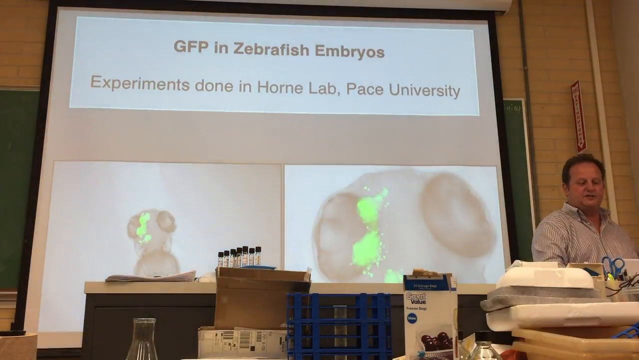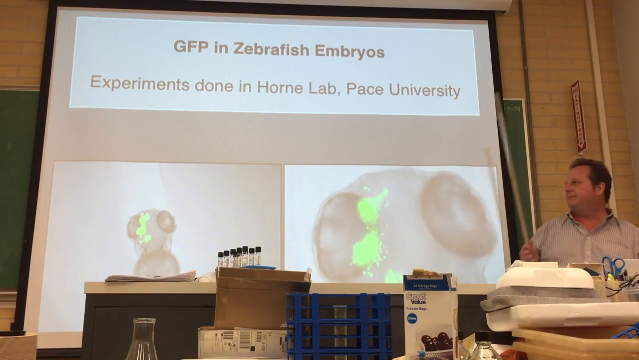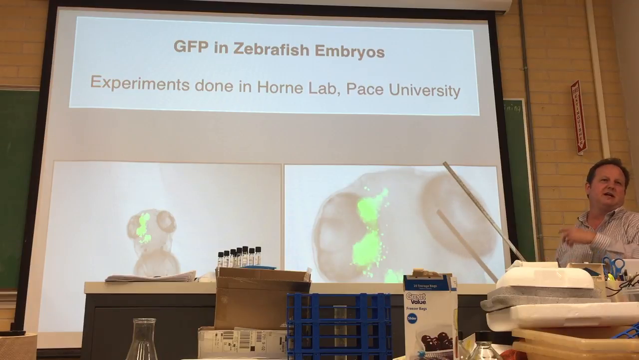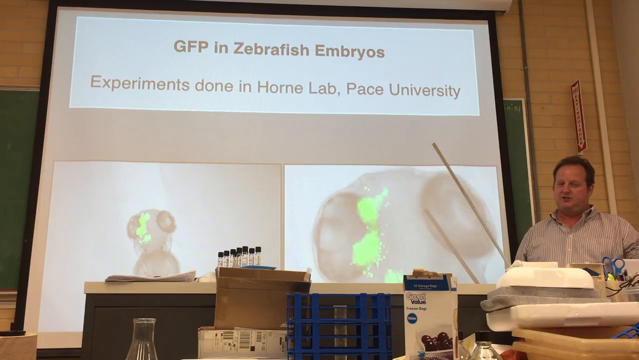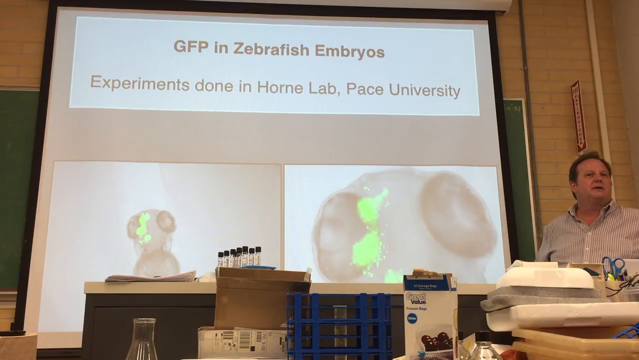So when I started my own lab at Pace University in New York, where I was just before I came to UNO, I switched from using frog embryos to using zebrafish embryos. So zebrafish are a small aquarium fish called danios. You see them in the aquarium shops all the time. They even have glowing danios, which are danios that have a fluorescent protein in them.